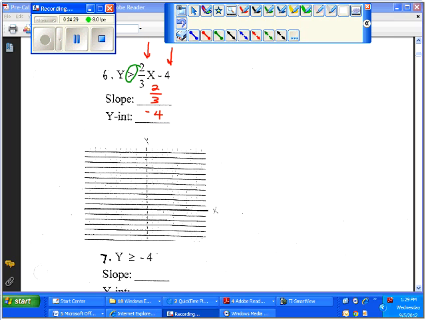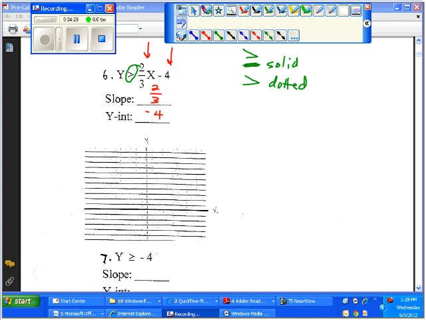Now, if it has the equal mark, what do we do? It's solid. If it does not have the equal to mark, it is dotted. So we have to know when it's solid and when it's dotted. If it has the equal mark, it is solid. If it does not have the equal mark, it is dotted.